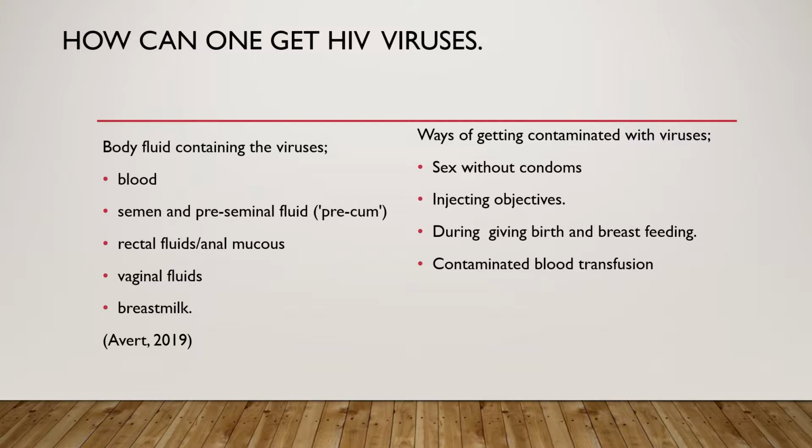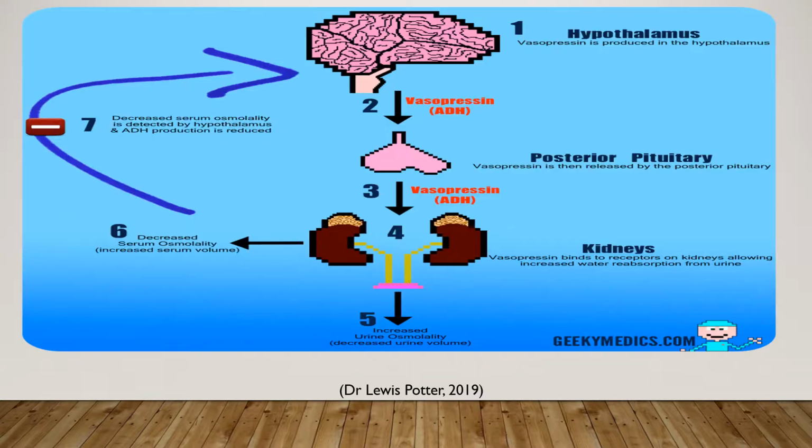First, we see body fluids which contain the viruses. We have blood, semen, preseminal fluid, rectal fluids, vaginal fluid, and breast milk. How can someone get contaminated with the viruses from those fluids? The first is sex without condoms, sharing injecting objects like sharp objects, during birth and breastfeeding, and contaminated blood transfusion.